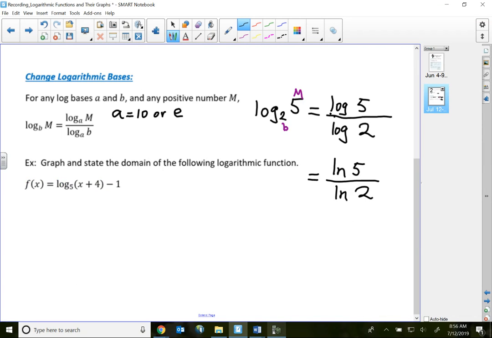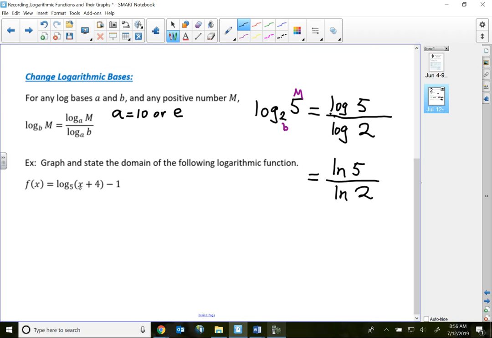All right, let's do some graphing real quick. If you can recall the transformation, this -1 outside of the function tells you that my graph will shift down one place. The +4 that is inside of my function tells me I will have a horizontal shift to the left 4 units.